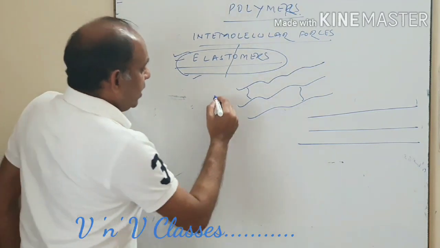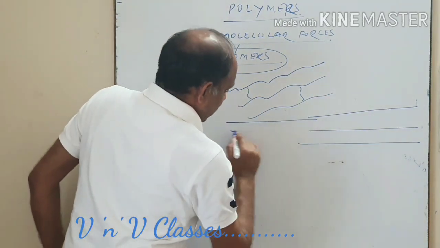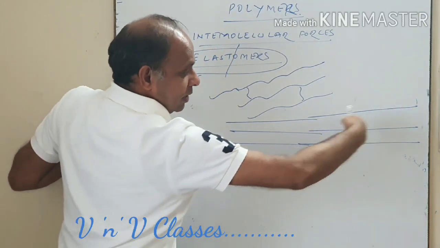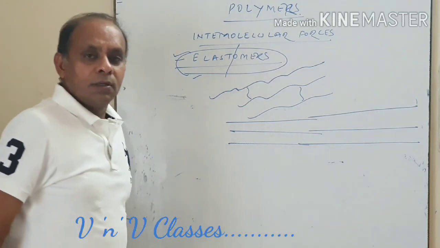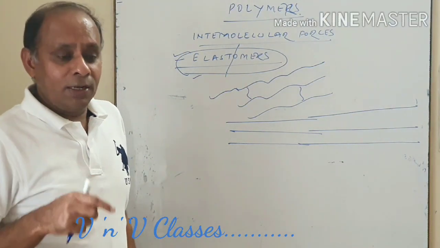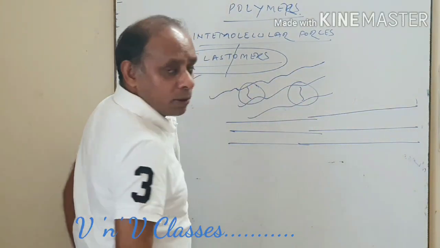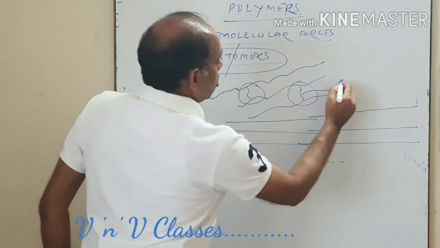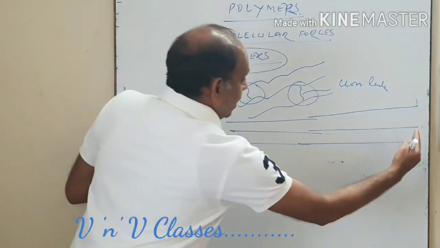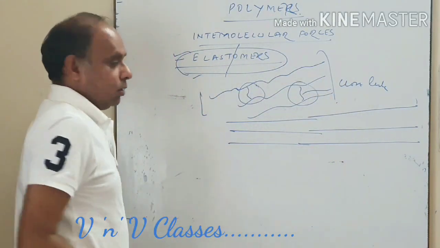But naturally, when they have a coiled structure and you pull them, they get straightened and stressed. They elongate in their length because of weak van der Waals forces. But as and when you remove that pull, what forces come into action? These are cross links, which are few, but they come into action and bring these polymer chains back to their original shape.